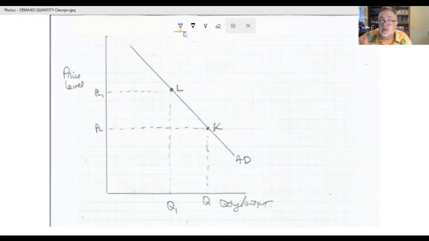So let's key up here. This right here, a movement from L to K is showing an increase from Q1 to Q. That's a good thing. Output's going up. Output is tied to employment. Employment is tied to income. So you're hiring more workers, the workers are making more money, and it feeds on itself.